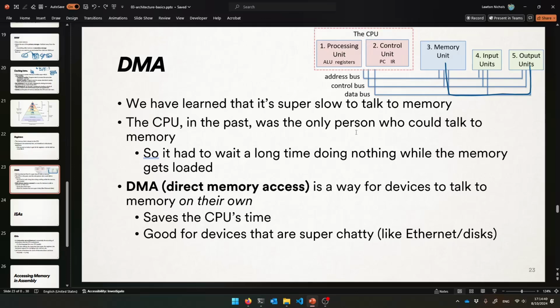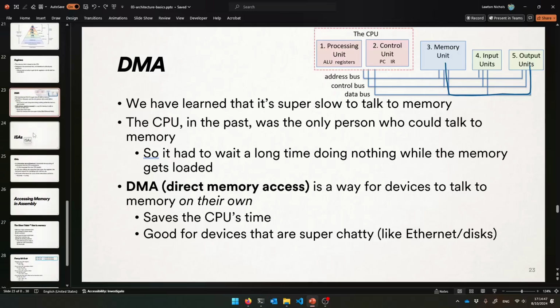Okay, so this is not really something we're going to control in a CSCI 45 class, but it's something that exists, and it's good to know about. All right, so that's DMA.